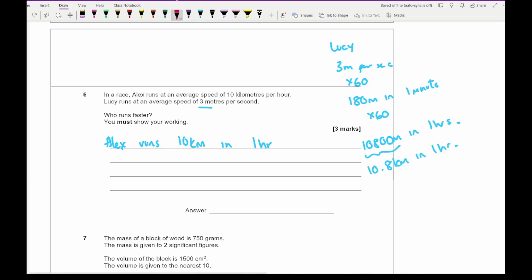then what we can do is now compare it. So Alex runs 10 kilometers in 1 hour. Lucy would run 10.8 kilometers in 1 hour. So who's running faster? Lucy is.